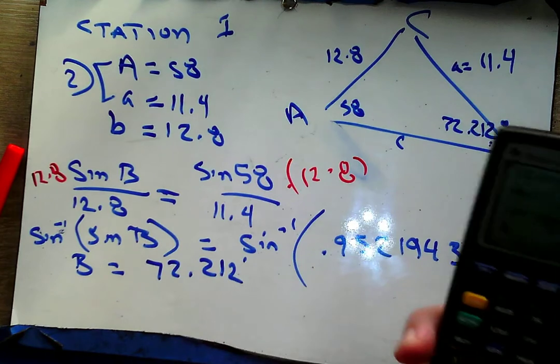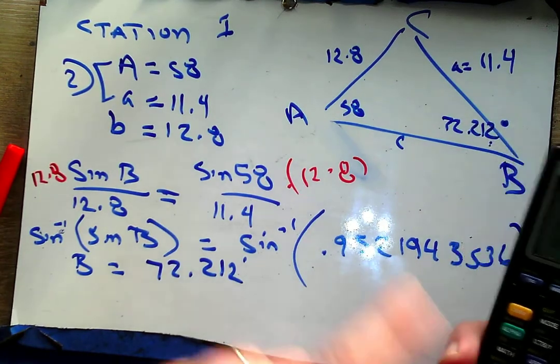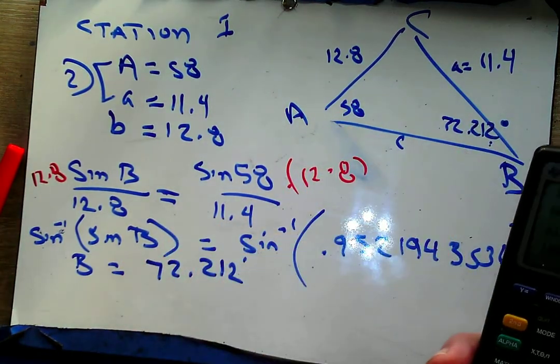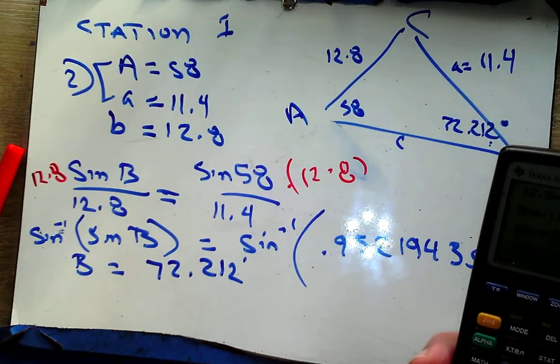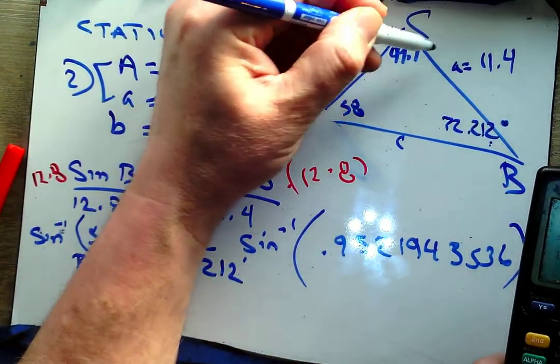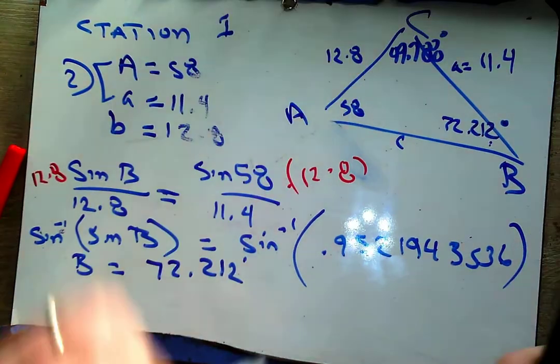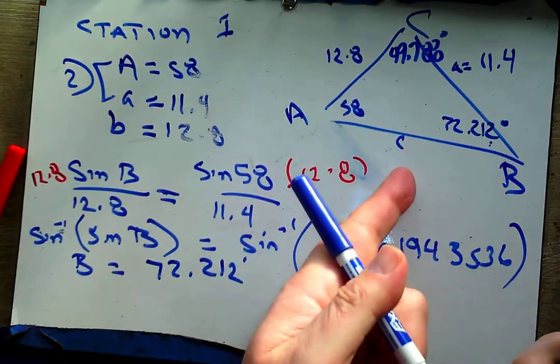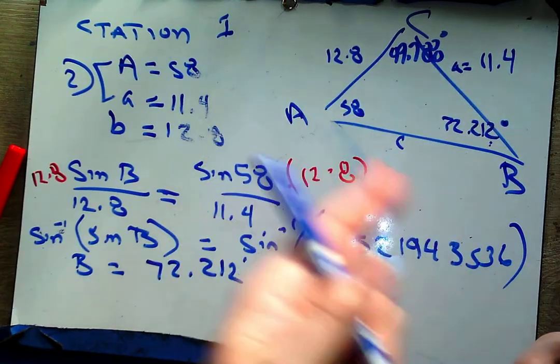And so to find big C, I'm going to do 180 minus A minus B. So minus that one, and I get 49.788 degrees here.